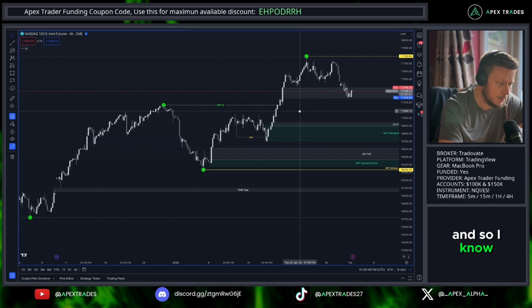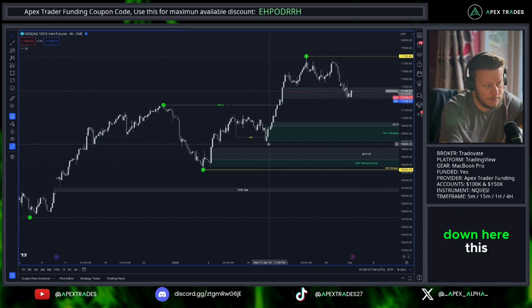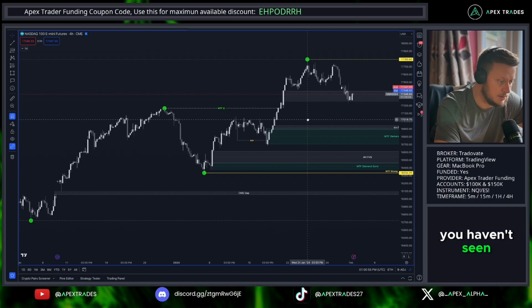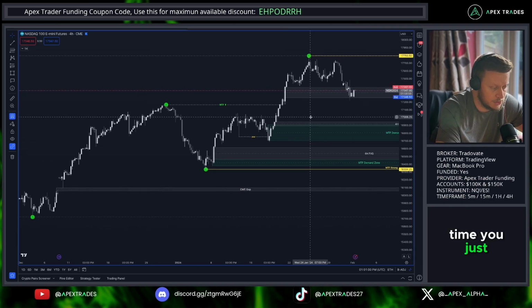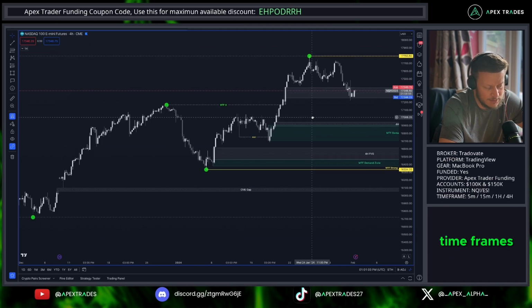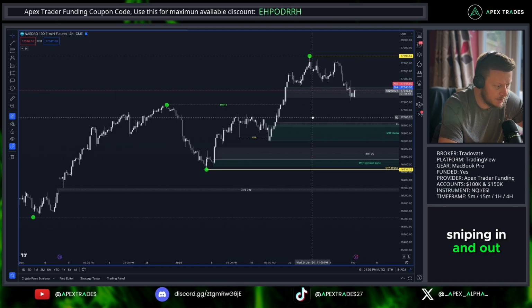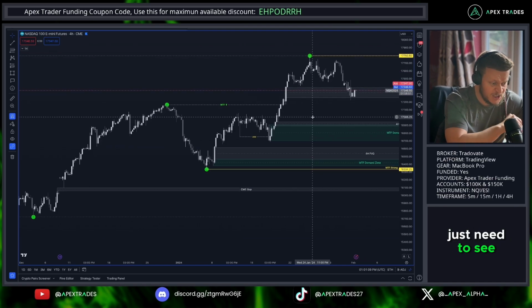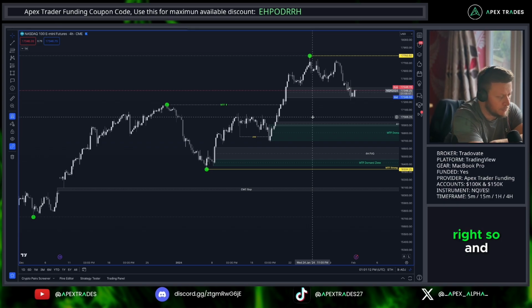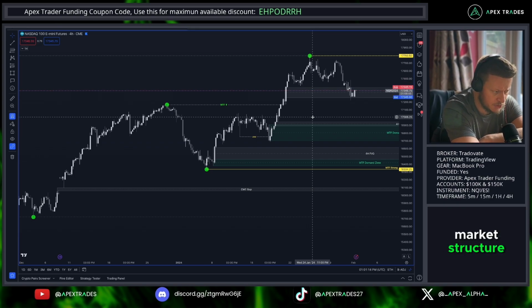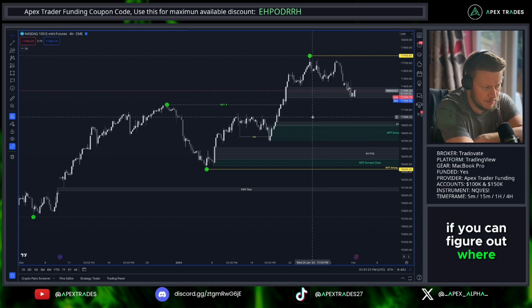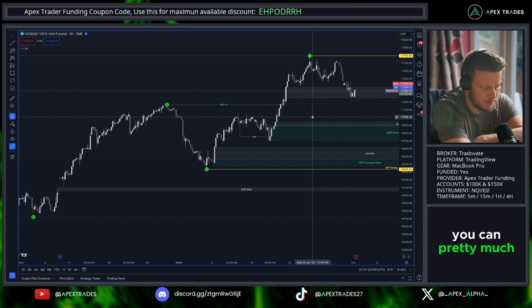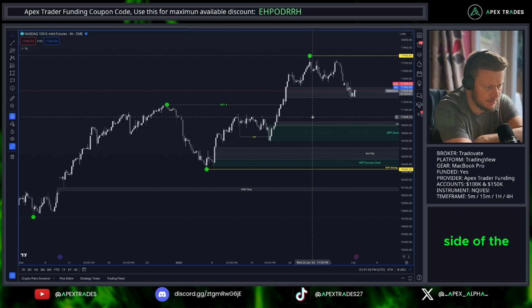And so I know if price comes back down here, this will be defended. You haven't seen moving averages or anything like that, because a lot of the time you just don't need it. Maybe if you go into smaller time frames, if you're sniping in and out. But if you're swing trading, you just need to see where the money is. So engineered liquidity, market structure, essentially equals manipulation. If you can figure out where manipulation is going to occur, you can pretty much be on the right side of the market each time.